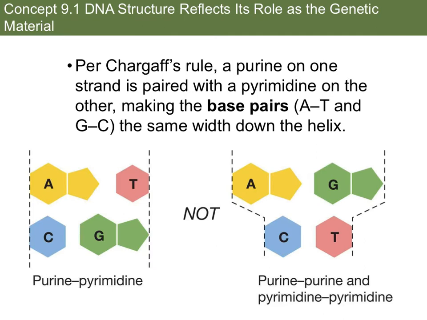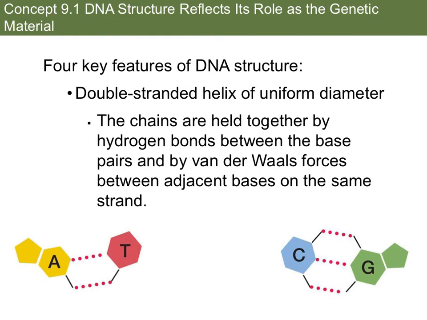They were also able to use Chargaff's rules to look at the pairing itself. So adenine pairs with thymine, and cytosine with guanine, not adenine with guanine. So let's talk about the structure of the DNA. DNA is a double-stranded helix of uniform diameter.